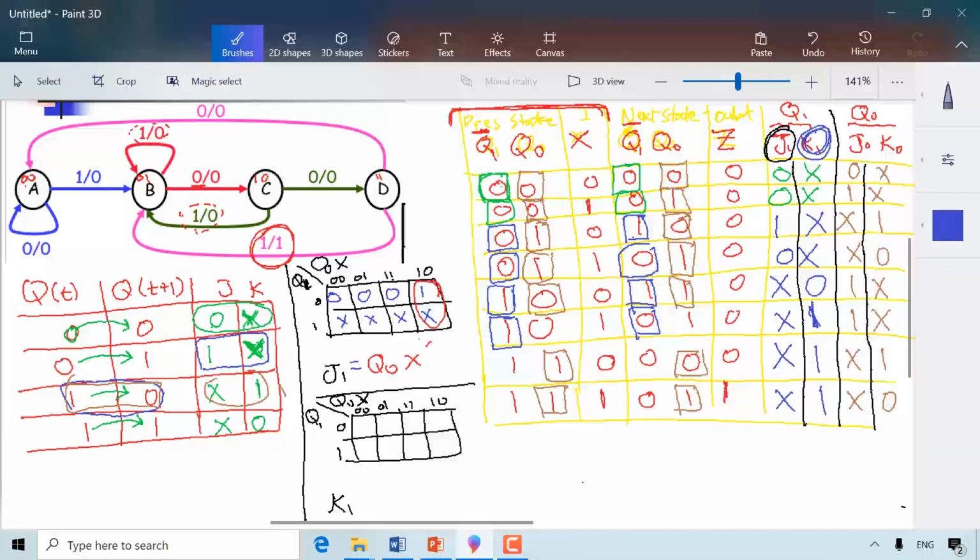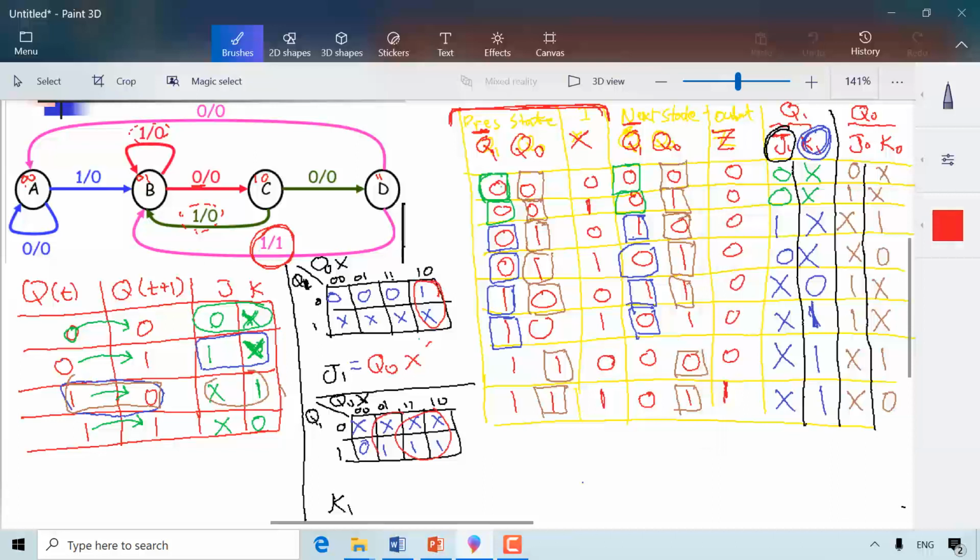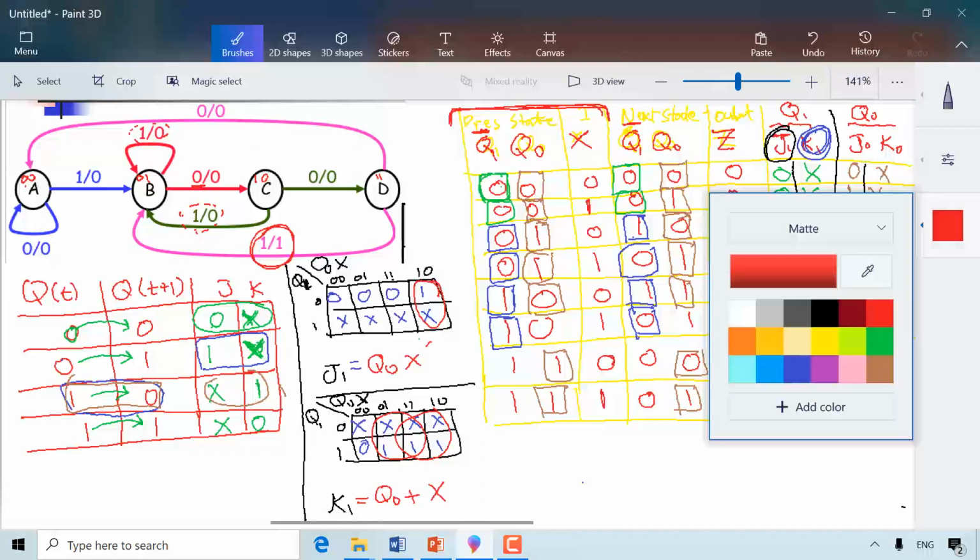x, x, x, x, x, x, x, and then I have 0, 1, 1, 1, 1, 0, 1, 1, 1. Okay, so let's do minimization here. So here is 1 and here is 1. So this becomes K1 equals Q0 or X. Okay, all right. Now, let's continue with the K-map.